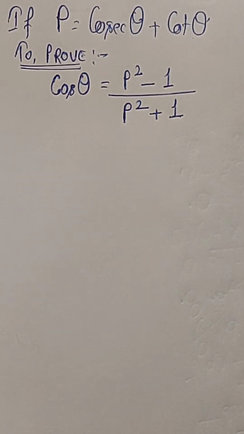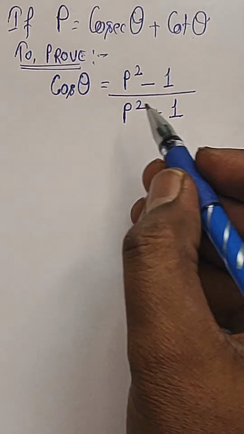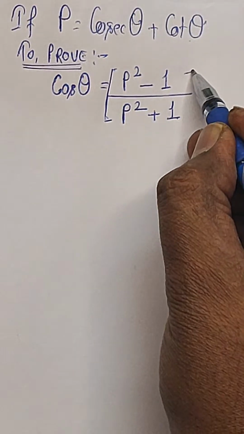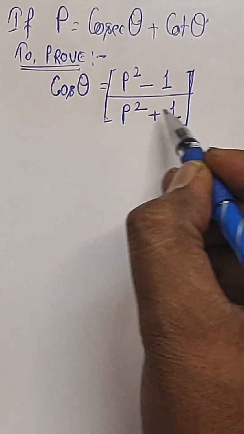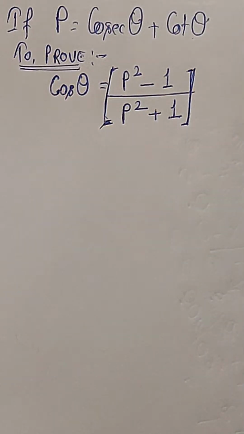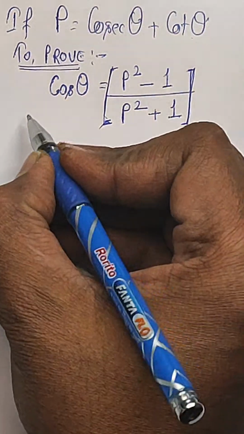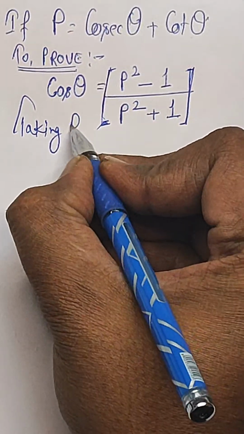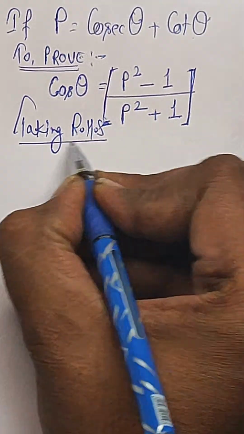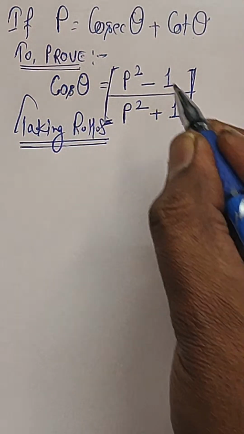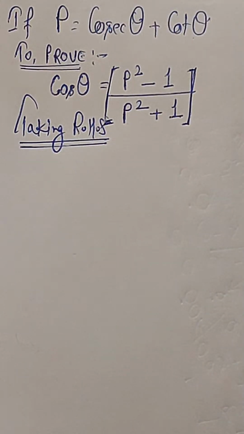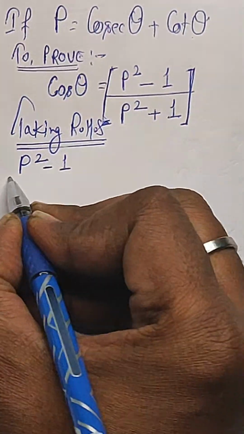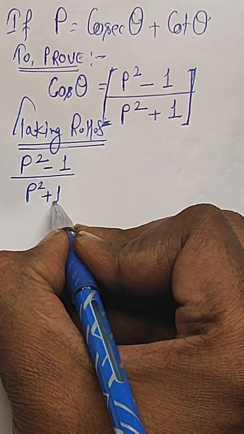So do one thing, my dear friend. Into this question, just see the RHS, p square minus 1 by p square plus 1. Just take this RHS and let us proceed forward. So I am writing, taking the right hand side of what we need to prove, that is p square minus 1 by p square plus 1. So the RHS is p square minus 1 divided by p square plus 1.